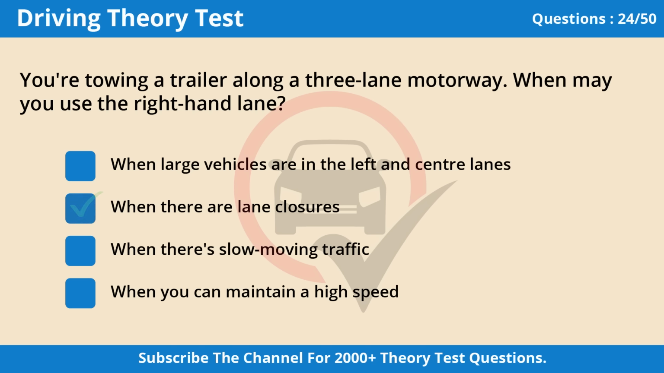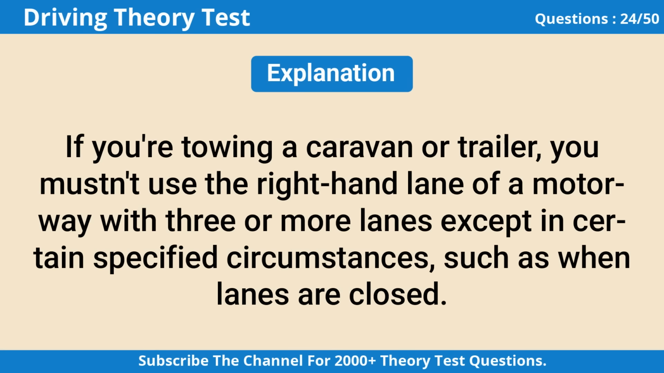B. When there are lane closures. If you're towing a caravan or trailer, you mustn't use the right-hand lane of a motorway with 3 or more lanes except in certain specified circumstances, such as when lanes are closed.